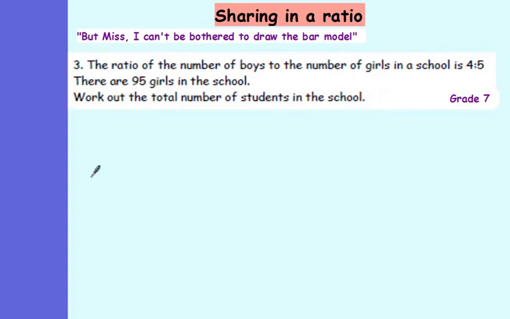And I can already hear you saying, but miss, I can't be bothered to draw the bar model, it just feels like an extra step. I'm going to prove to you now that it is worth the extra time.